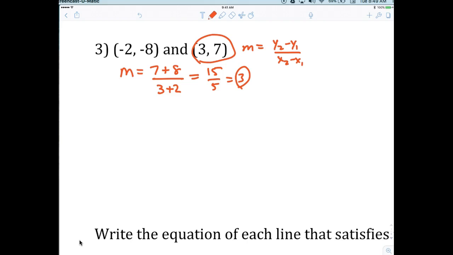So I'm going to use the point-slope form. Everybody with me? I have a slope and a point. Now, why did I circle the positives? Because it's just easier to use. So here we go. Again, y minus y1 equals m times x minus x1. y minus 7 equals 3 times x minus 3. Everybody happy with that?